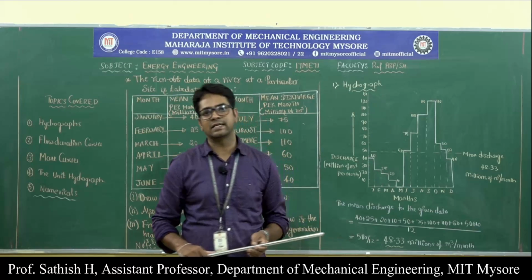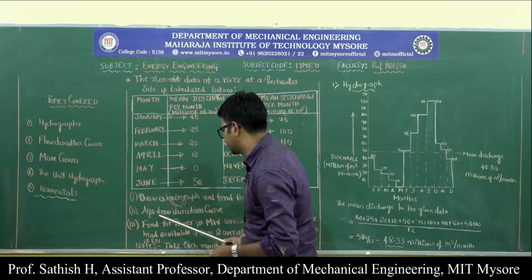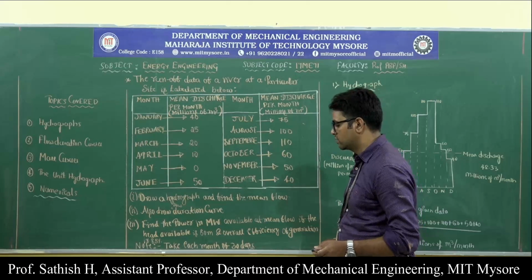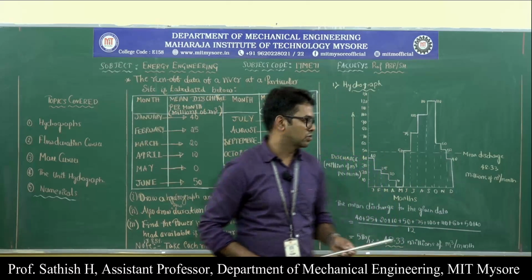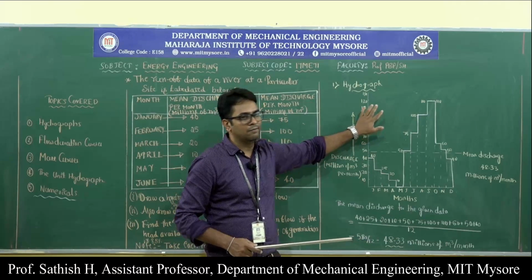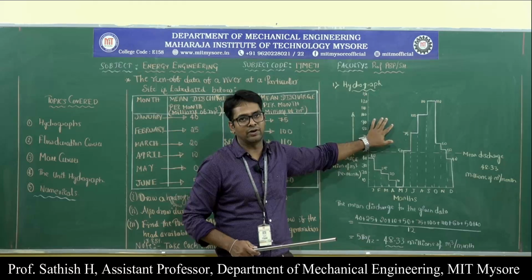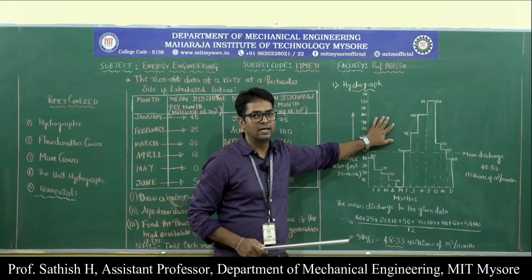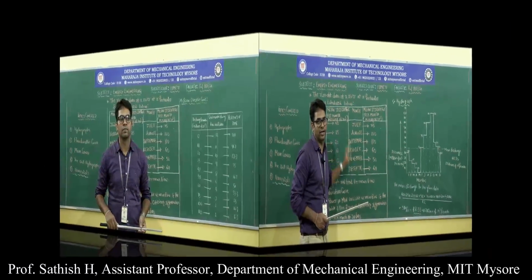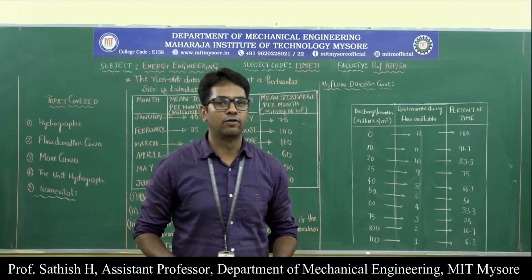Next we will see how to find the second unknown, that is, to draw the flow duration curve. For that, I will rub off this hydrograph. We basically need a table for that one. I will try to draw the table here, and then based on that we will draw the graph at this point. So now let us look at the flow duration curve.